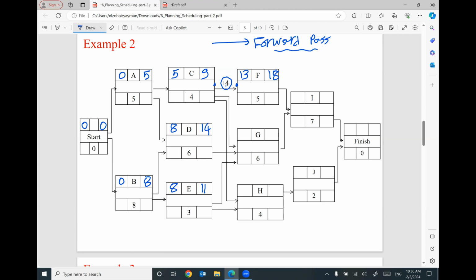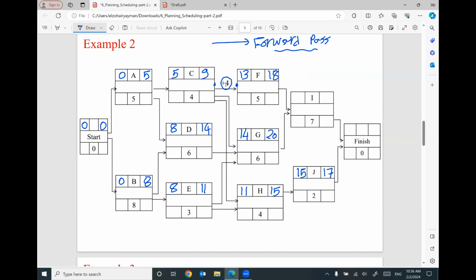For activity G, we have 3 arrows coming in. The first one will give you 9. The second one will give you 14. The third one will give you 11. I'm going to use the biggest one, 14, plus 6 will be 20. For activity H, we have 2 arrows coming in. The first one will give you 9 from C. The second one will give you 11 from E. I'm going to use the biggest one, 11. 11 plus 4 will be 15. This 15 will be the same early start for activity J, plus 2 will be 17.